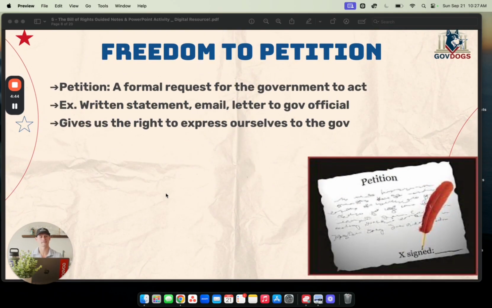So to petition the government is a formal request for the government to do something, okay? It's a written statement, an email, maybe a letter to a government official, and this gives us the right to express ourselves to the government. It also lets the government know that there's support behind an idea.